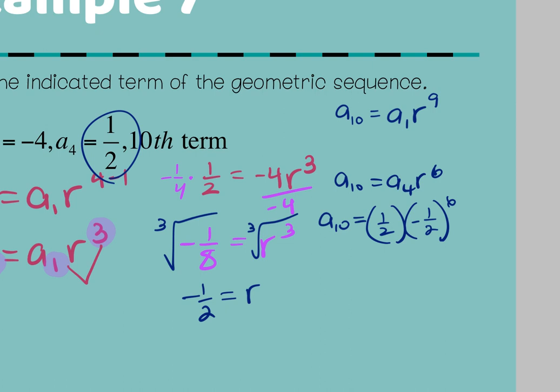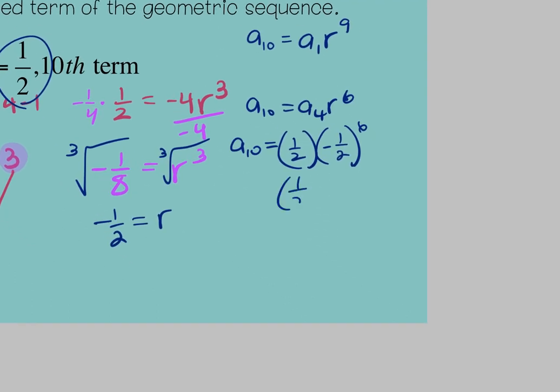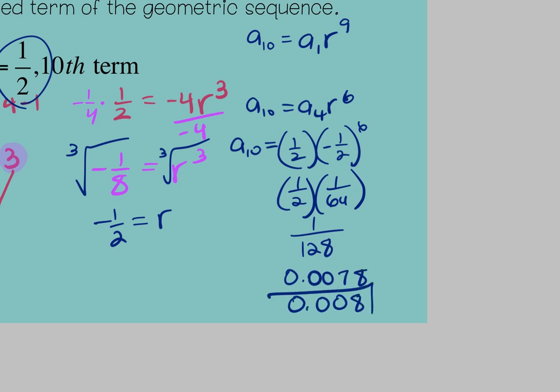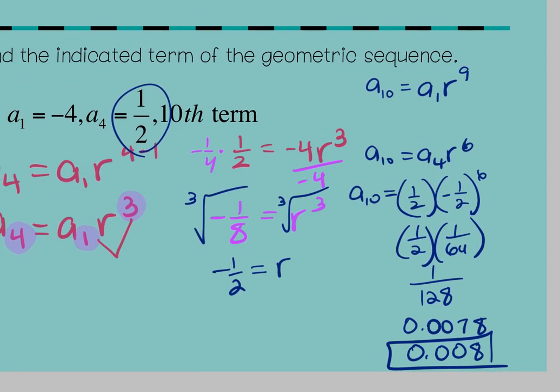So 2 times 2 times 2 times 2 times 2 times 2 is what? 64, and it's positive, and this would be 1/128. If it says to round it, then it would be 0.0078, so 0.008. I assume something like this would be on the non-calculator part, because you can do that without it, and you would leave it exact.